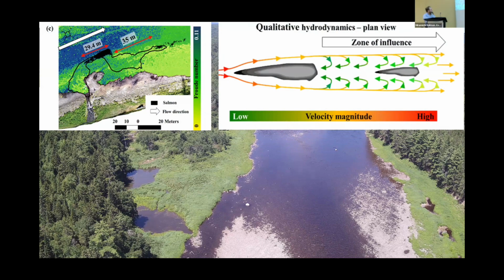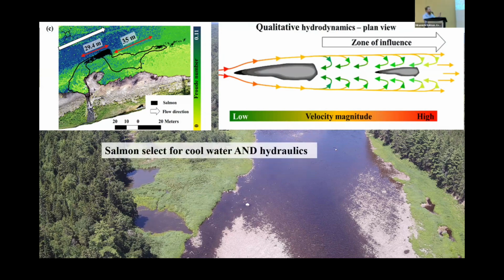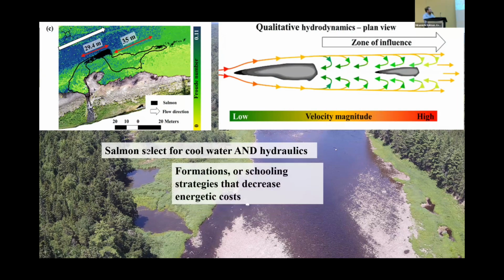All right. So salmon are selected for cold water and hydraulics, and of course I put in there interactions between the species as well. Okay, and formations or swimming strategies conceptually decrease energetic cost. And we also have these bio-derived hydraulic refuges, which I think are just really fascinating. It's kind of like ecosystem engineers, which are super smart.